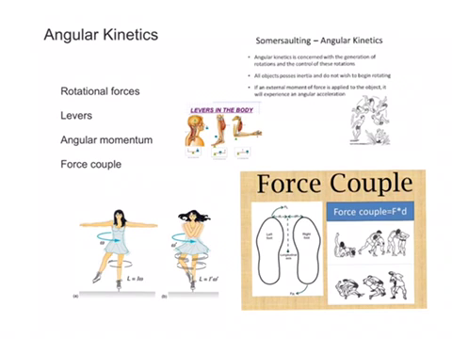The last angular kinetics we have on there is force couple. Force couple is when you have two different forces moving in the same direction, but not in the same line of magnitude. So if a wrestler is doing a takedown, they're stepping in with the one leg, then bringing up the other leg to cause their opponent to rotate. So those two forces of each leg are causing the rotation of the opponent.